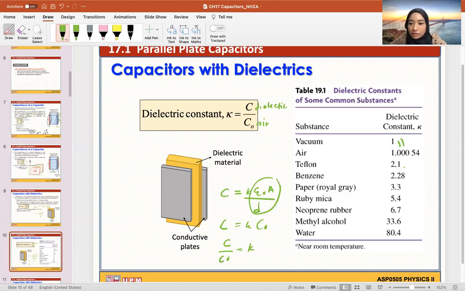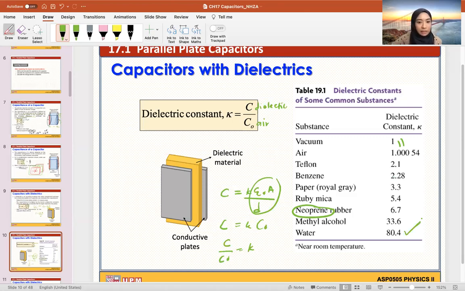I don't know what Teflon is. It's 2.1, benzene, paper, ruby, mica, neoprene. Neoprene is what, if you go to the gym, the dumbbell is coated with. It has a grip, but it's kind of smooth. So that is that material. 6.7, methyl alcohol, and then you have water. So water has the highest dielectric constant.